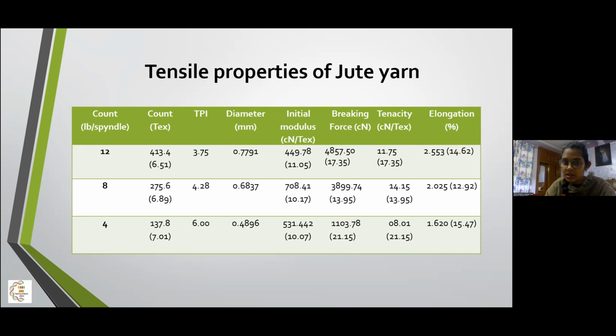With further increase in the count, a downward trend is shown in both tenacity and initial modulus, where the change in the linear density outweighs the effect of the enhancement of breaking load of the yarn. So the 8 pound per spindle yarn has a maximum tenacity and initial modulus.